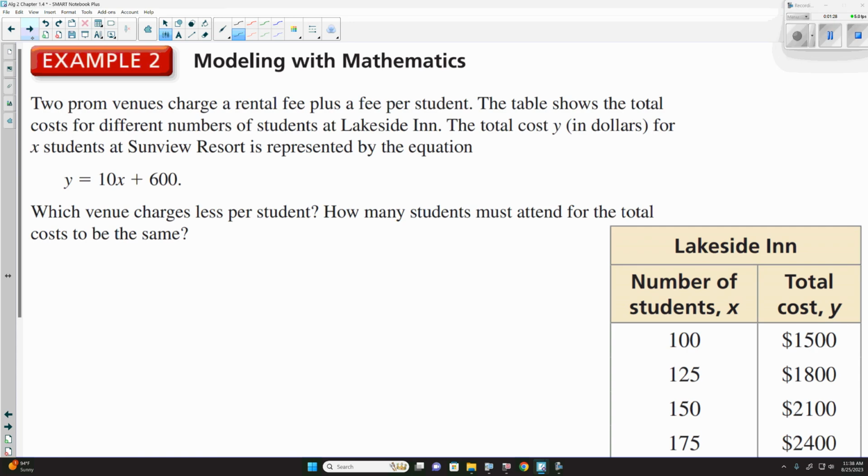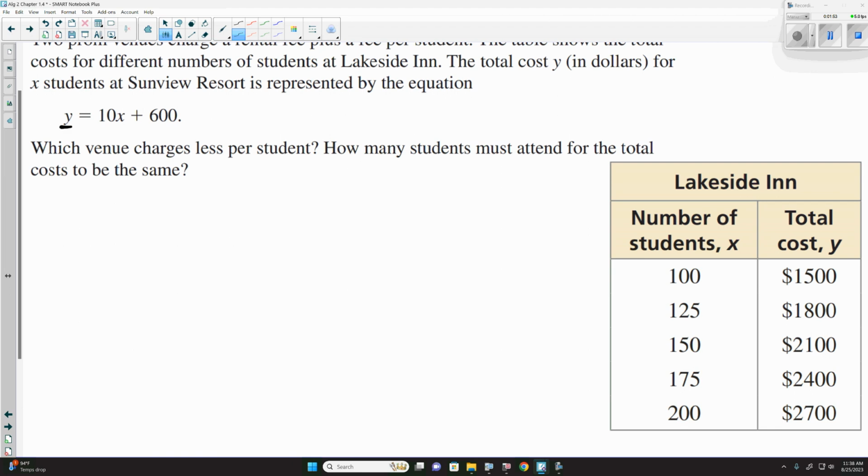And the first problem that we're continuing on with is this one here. Now, we're given two prom venues charge a rental fee plus a student fee. The table shows the total cost for the different number of students at Lakeside Inn. The total cost y in dollars for x students at Sunview Resort is represented by this equation. So our Sunview.